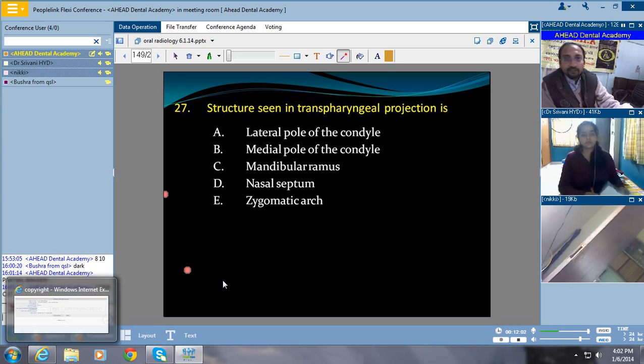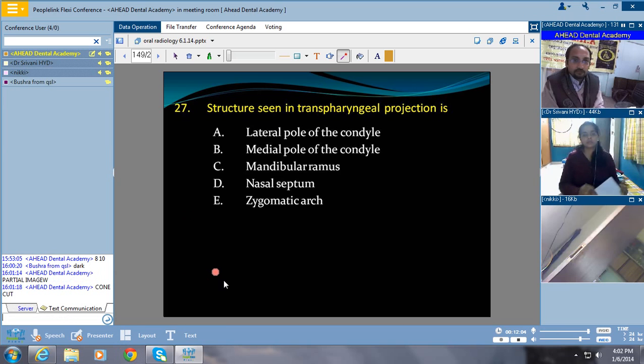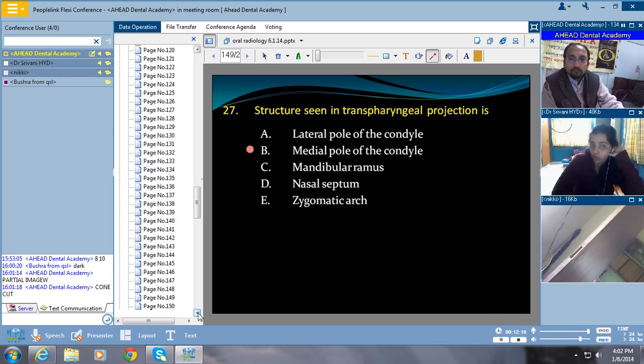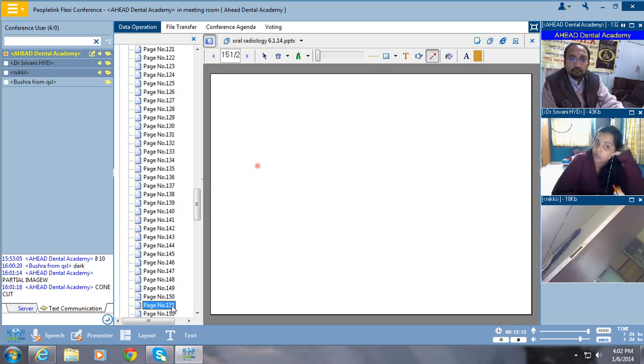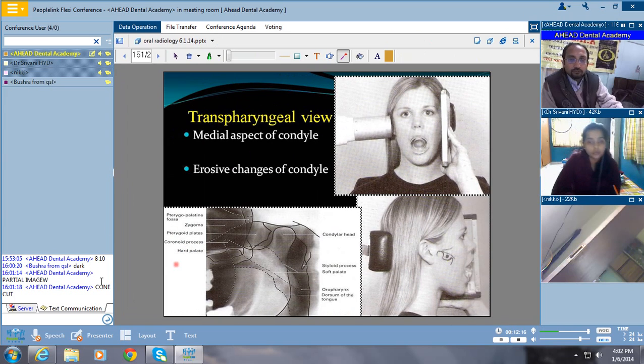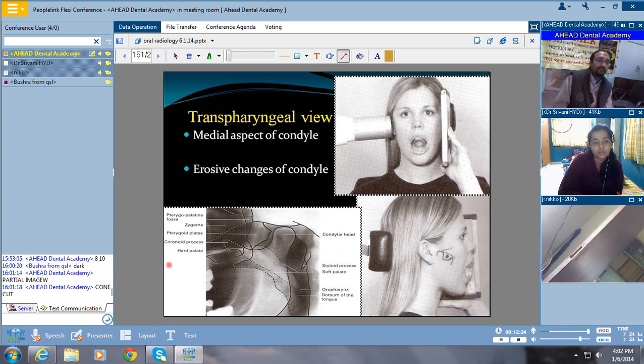Structure seen in transpharyngeal projection is... well, this is a transpharyngeal projection now. So what do you think, which pole would be seen in this? It will be the medial aspect of the condyle. Can you see the following slide in front of you? You can easily make out.